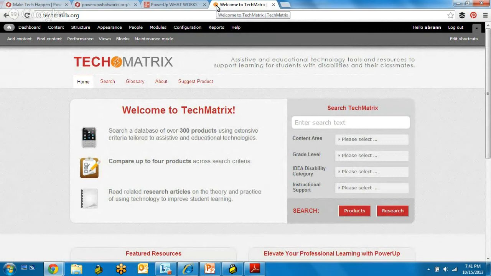Okay, so the tech matrix is a really terrific database that has evolved through the years from one project after another, and it's now going to be a major part of PowerUp. The wonderful thing about the tech matrix is that it allows you, the user, to search. You can search by content area, by grade level, by IDEA category, and by instructional support.